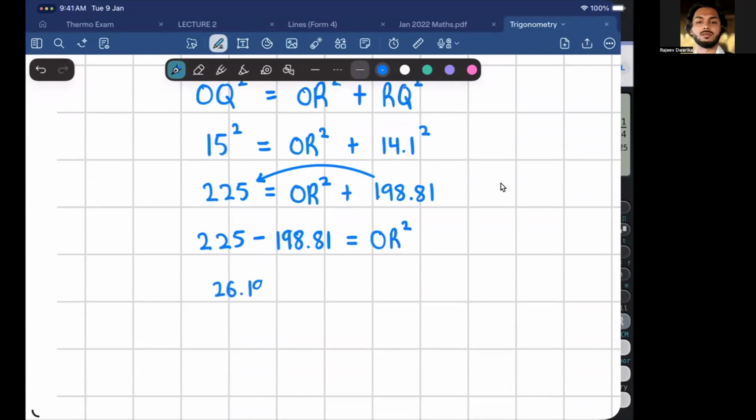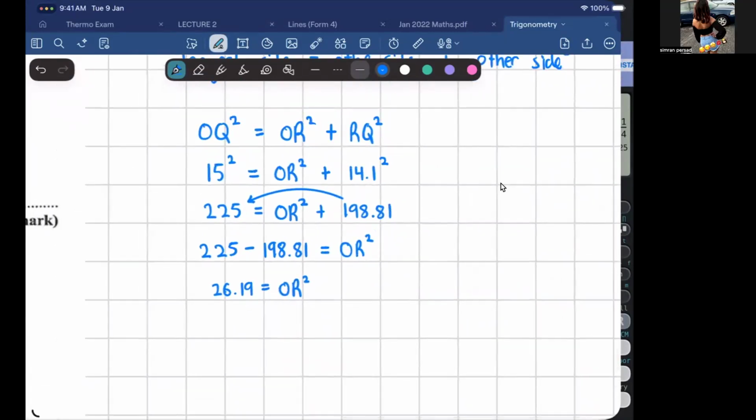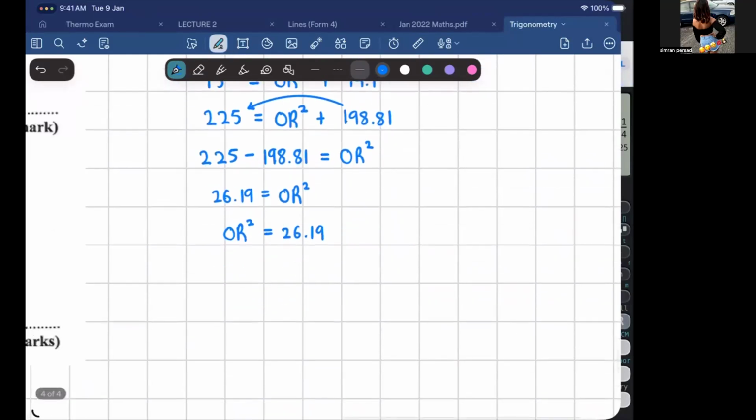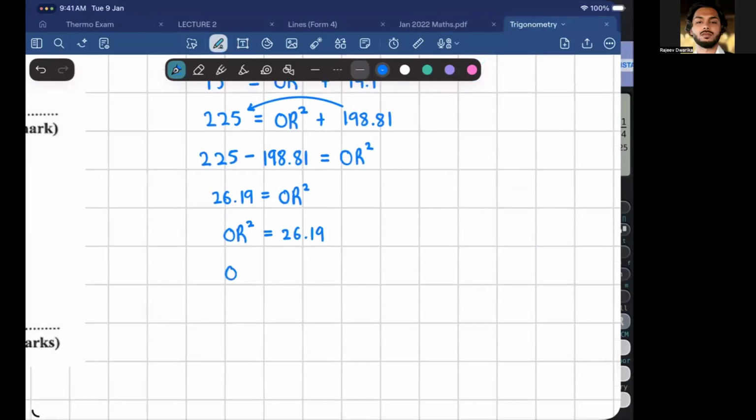26.19? Yeah. All right. Did I lose you anywhere yet, or are you good? Tell me if I lose you here. All I'm going to do is switch the left-hand side with the right-hand side as well. So I'm going to say OR squared is equal to 26.19. Was that confusing, or are you good with that? All right.